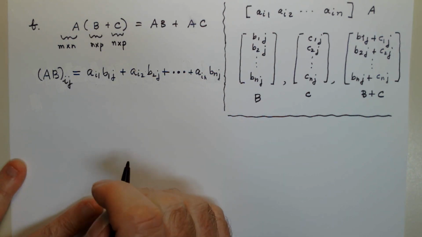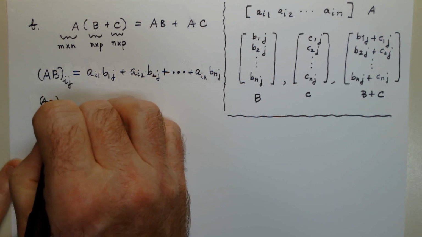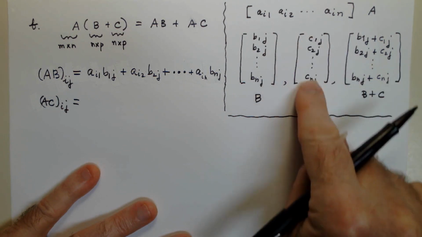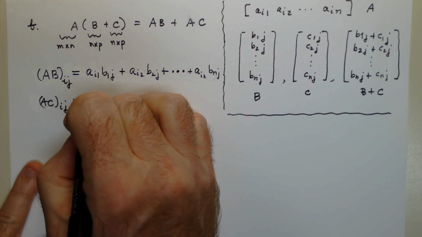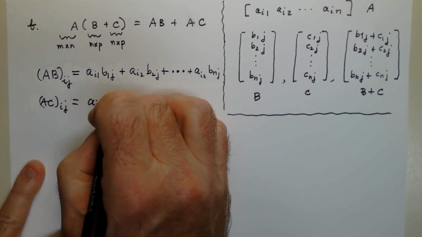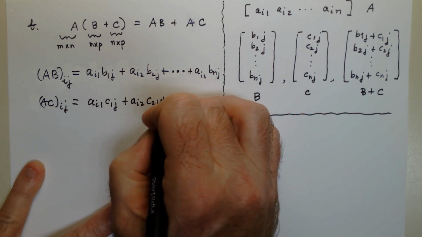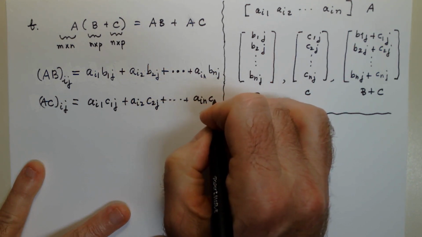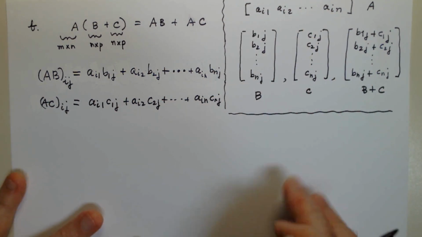Okay, so that's going to be the element that sits in the ij entry of this product, AB. Now let's do the same for AC. The only change I have to make is now I'm using this row with this column. So it's formally going to look the same except with all the B's changed out for C's. All right, so that's the dot product of the row with that column.